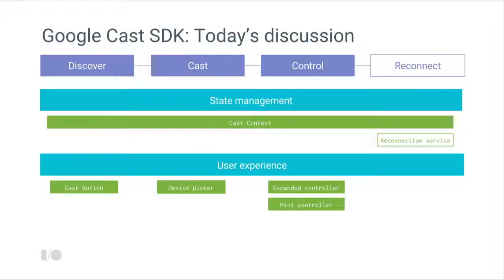In state management, you'll now find something called the Cast context, which is a singleton that manages all phases of state, from discovery all the way through connection and launching of the receiver app. We also offer an optional reconnection service for those of you who don't want to deal with trying to figure out if there's still a Chromecast or still a Cast TV on the network. And this is optional because some people have innovated quite a bit in this space already.